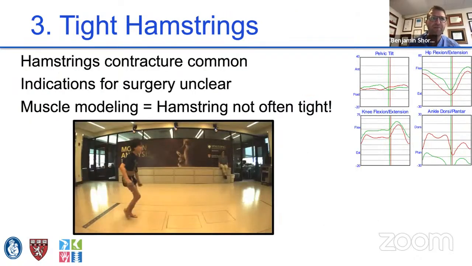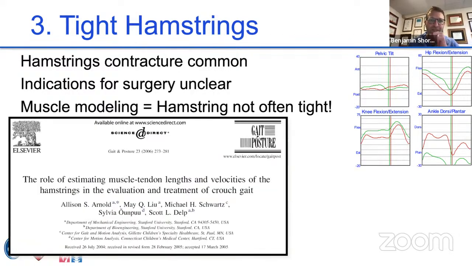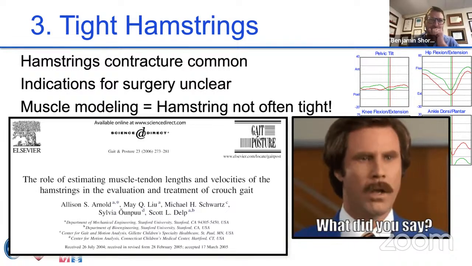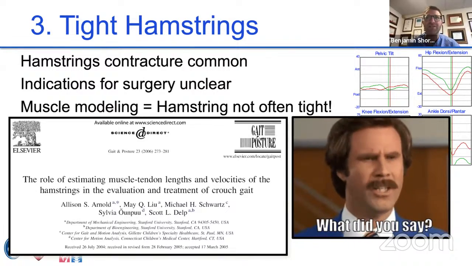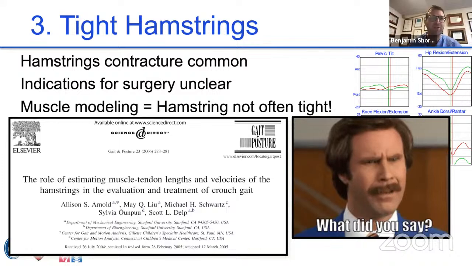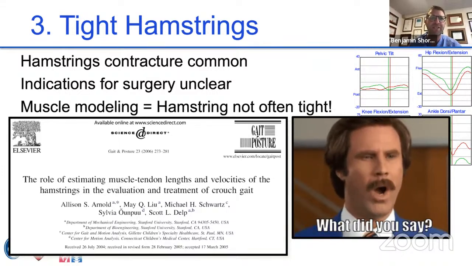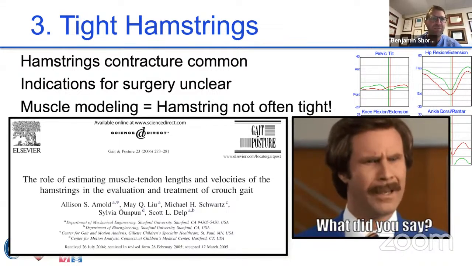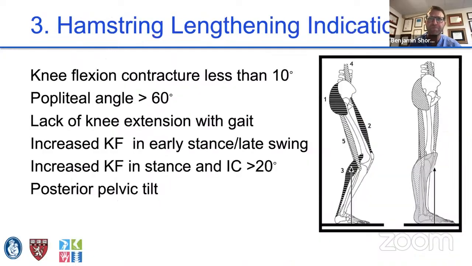Now, hamstring contractures are quite common. The indications still are unclear, and we've written about those with our Mission Impossible project. And muscle modeling often says that the hamstrings are not tight, which is confusing because I think many of us, when we feel the hamstrings, feel that they're quite tight, and we can't really understand how they're not involved in the pathophysiology of crouch gait.